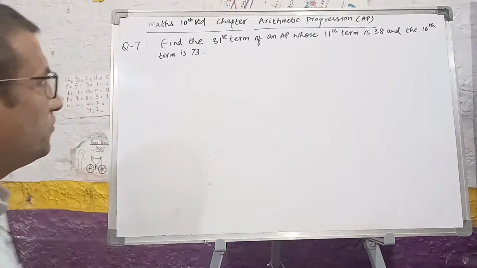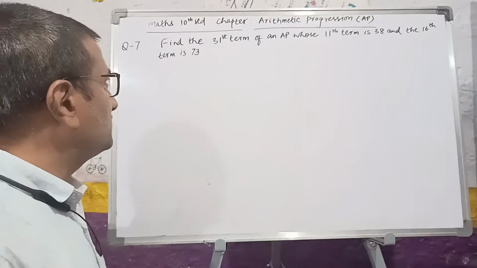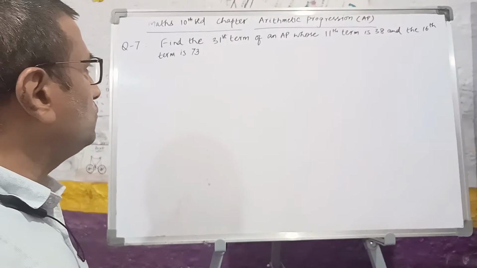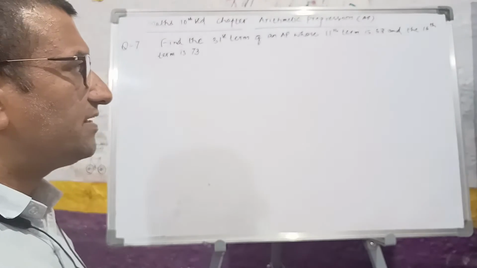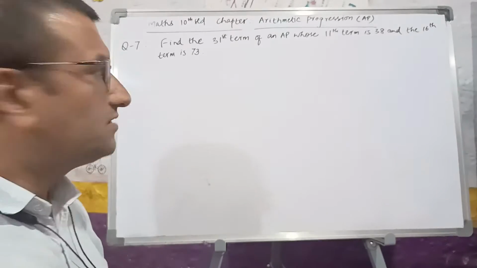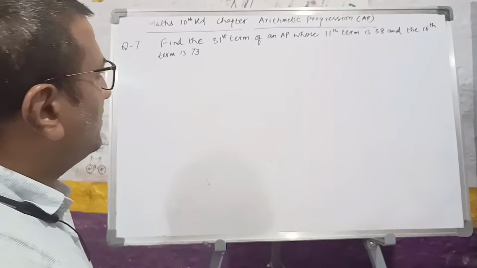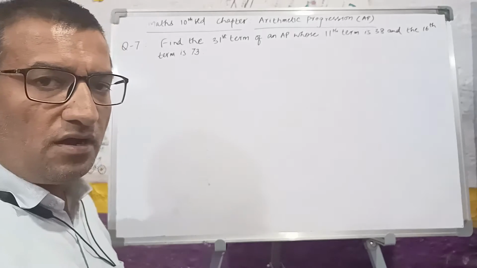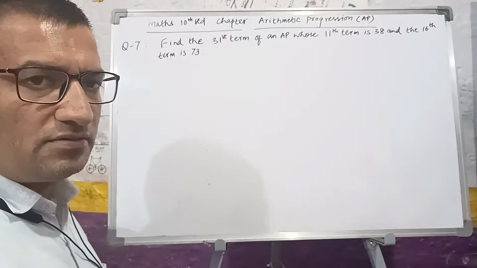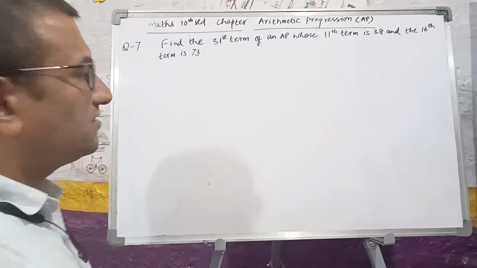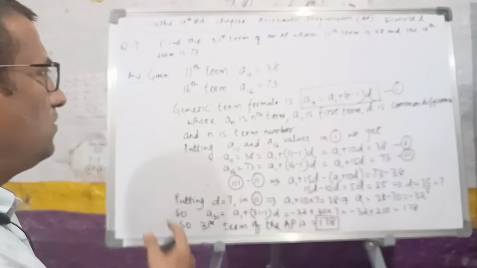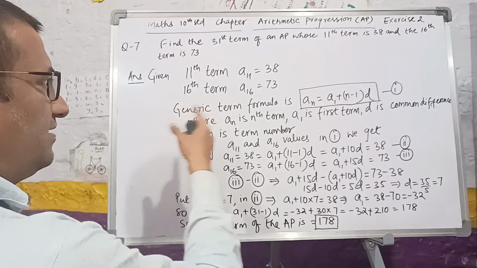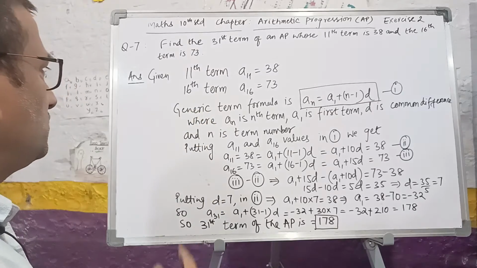Okay, so continuing on arithmetic progression, question number 7 in exercise 2. Find the 31st term of an AP whose 11th term is 38 and 16th term is 73. So try to find the 31st term. Pause the video and check your answer with the answer I'm going to provide. Okay, so we'll find the solution for the given question.